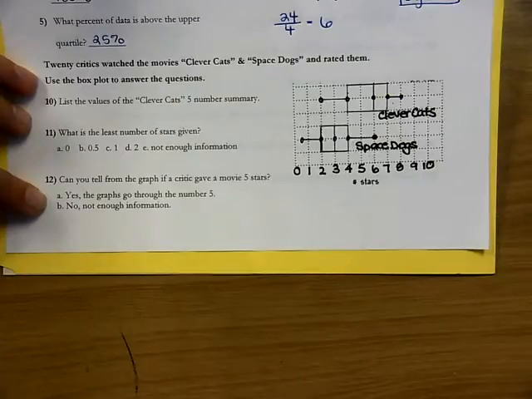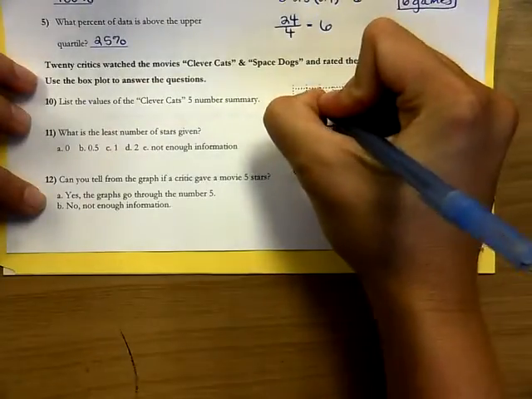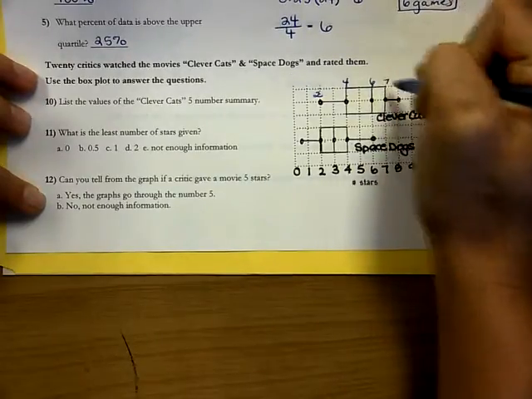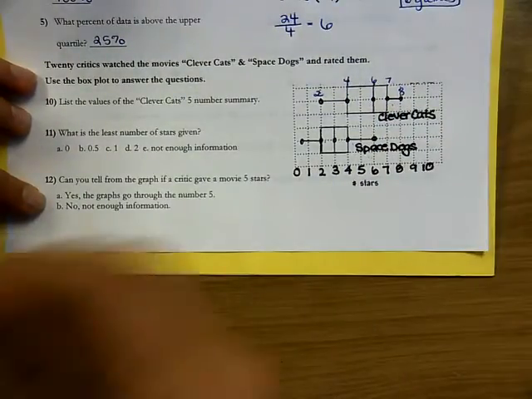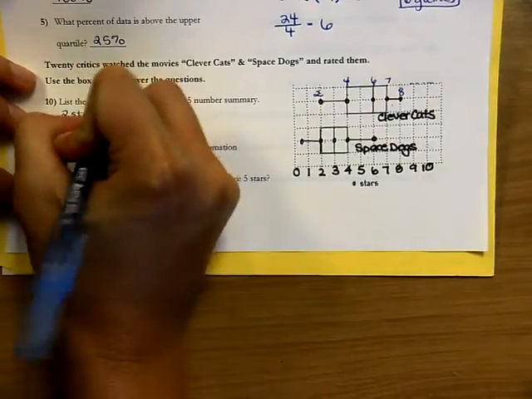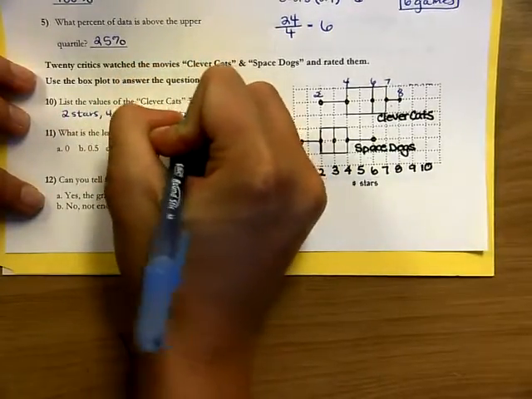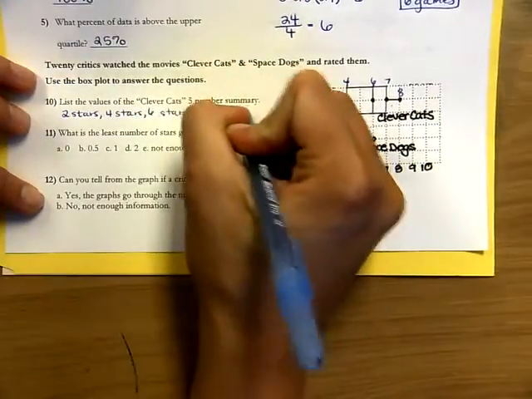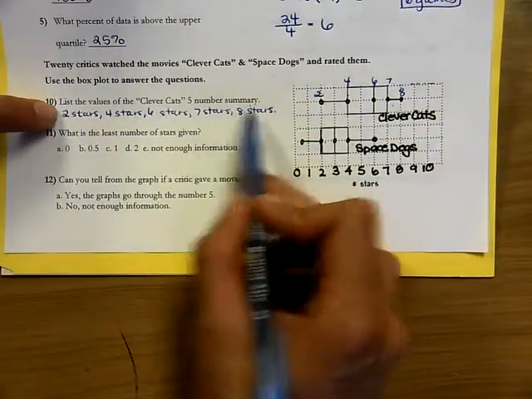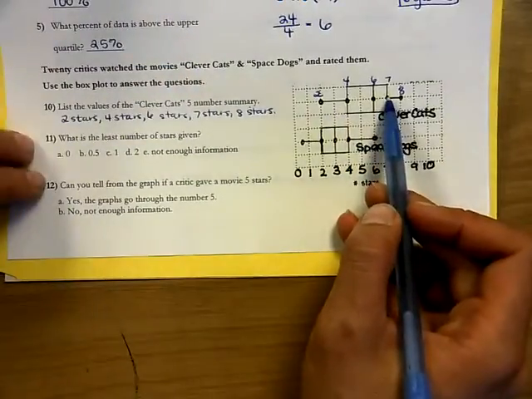So number 10 says, list the values of the Clever Cats 5-number summary. Well, Clever Cats here, that looks like that's a 2. This guy is a 4. That guy is a 6, 7, and an 8. All right, so the 5-number summary, we would have 2 stars. Make sure we have our units. 4 stars, 6 stars, 7 stars, and 8 stars. Where 2 is the minimum, 8 is the maximum, 6 is the median, 4 would be the lower quartile, 7 would be the upper quartile.